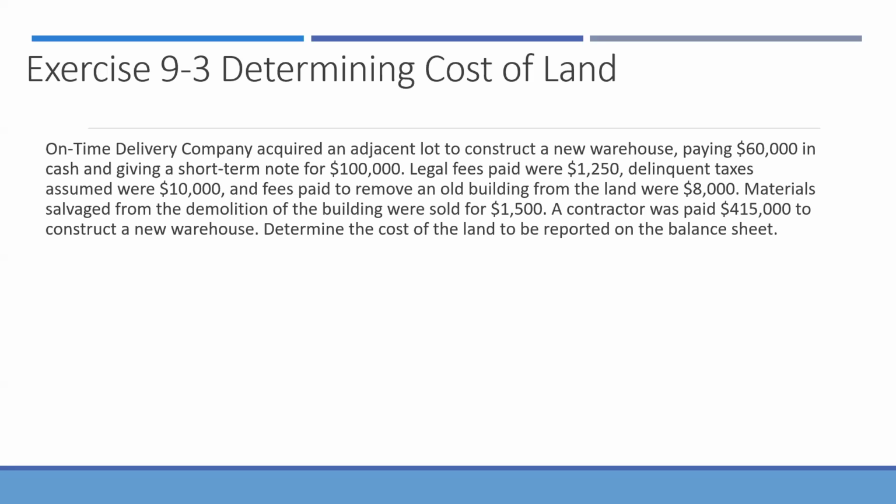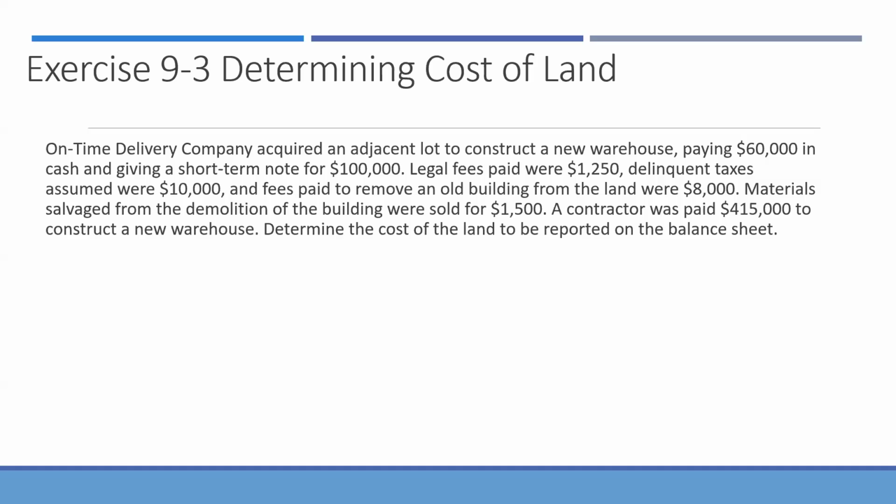And the contractor was then paid $415,000 to construct the new warehouse. So determine the cost of the land to be reported on the balance sheet. So right, we're going to take 60,000 plus the 100,000. That's sort of the cash and debt consideration that we gave. And then legal fees of $1,250.